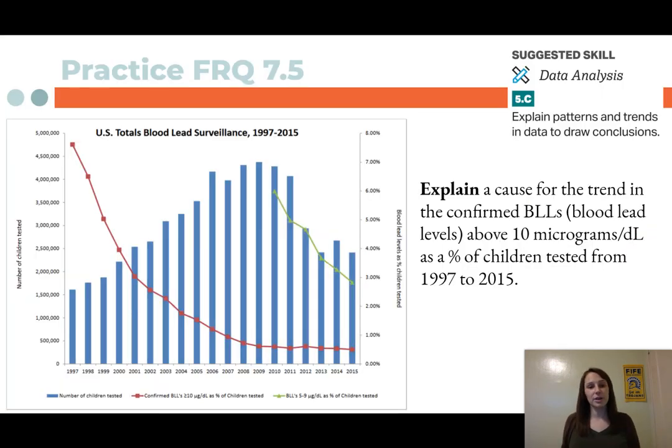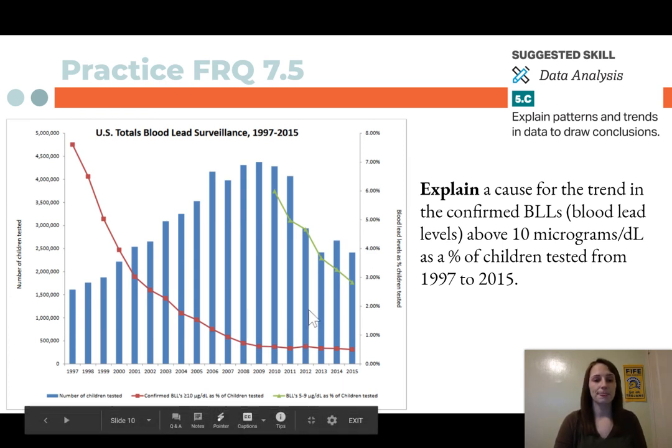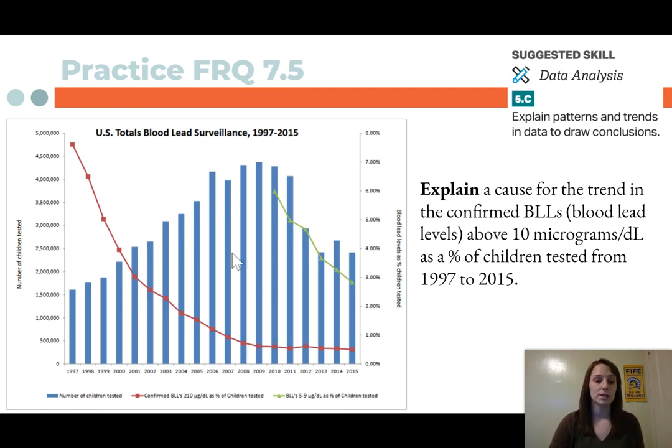So this is going to be your practice FRQ for 7.5. I want you to practice the suggested skill of explaining patterns and trends in data to draw conclusions. So I want you to look at this graph right here. Make sure that you're paying attention to what the different parts of the graph represent. Blue is going to be the number of children tested. Red is going to be the confirmed blood lead levels that are above 10 micrograms. And then the green is going to be the blood lead levels that are between 5 to 9 micrograms.